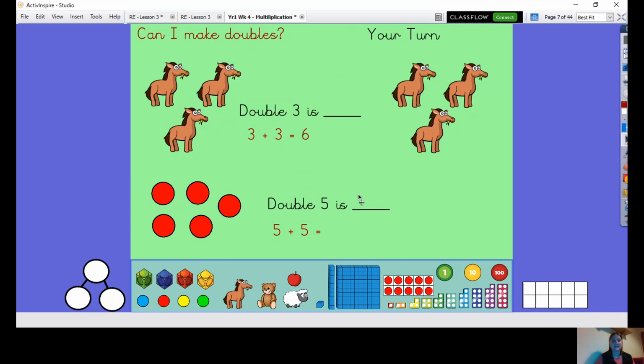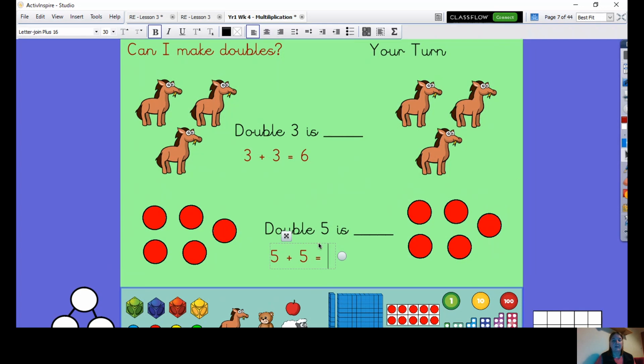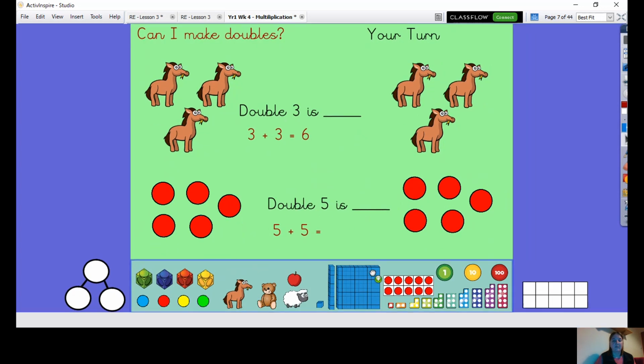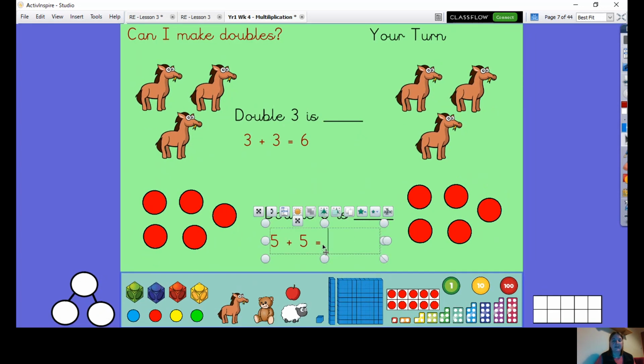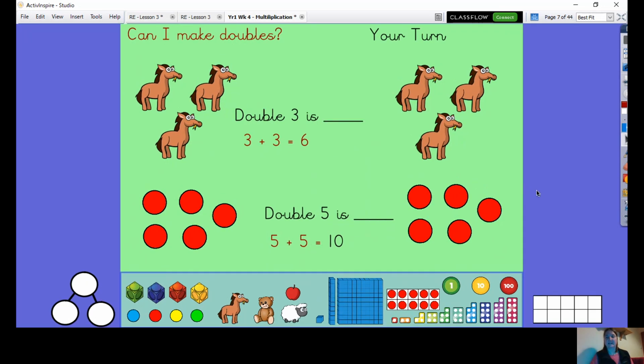So 3 add 3 is 6. What about double 5? Let's try that. It's one group of 5, and I'm doubling that group. So I'm adding 5 and 5 together. 5 and 5 is, and I'm sure that you all know, I can hear you all shouting at me, is 10. Fantastic.